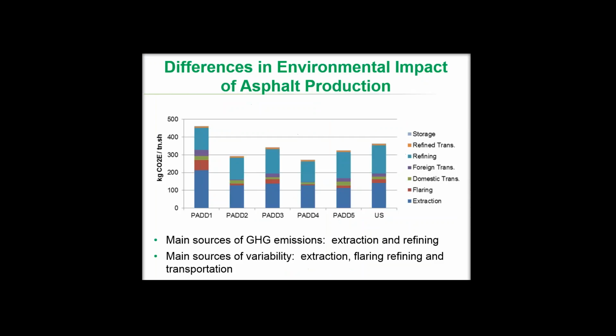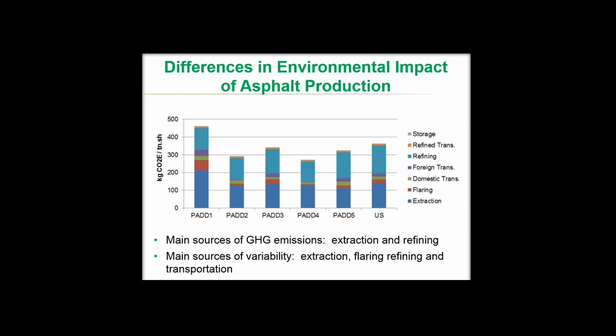This is, I apologize, the source is not put on this. This is from a study by Rebecca Yang at the University of Illinois. What's shown here is some of the different sources of greenhouse gas emissions from asphalt production. And the PADDs shown here are petroleum-producing districts in the United States. So this is just giving us a little bit of an idea about what some of the main sources are, in this case for greenhouse gases as an impact indicator.